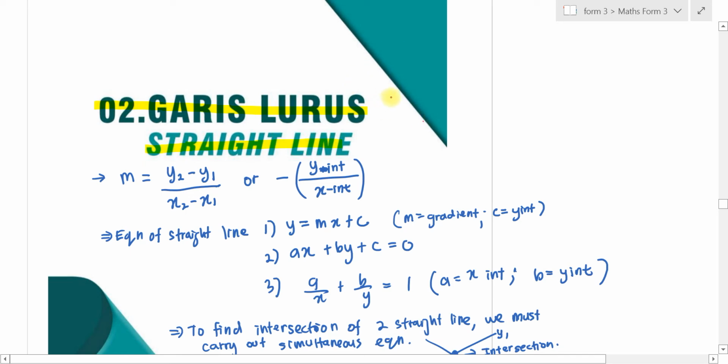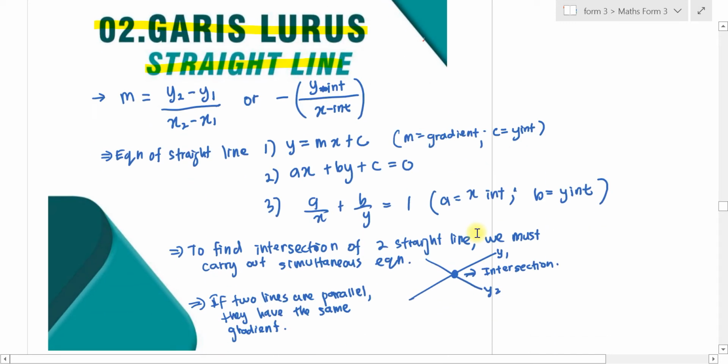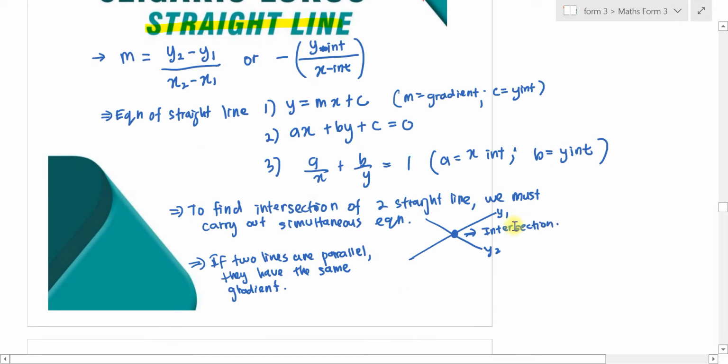So last week we learned about the straight line and the formulas related to our straight line chapter, such as finding the gradient between 2 points or using just intercepts, and the three ways of writing the equation of a straight line. To find the intersection of two straight lines, we need to do simultaneous equations, and also must know that if two lines are parallel, they must have the same gradient.